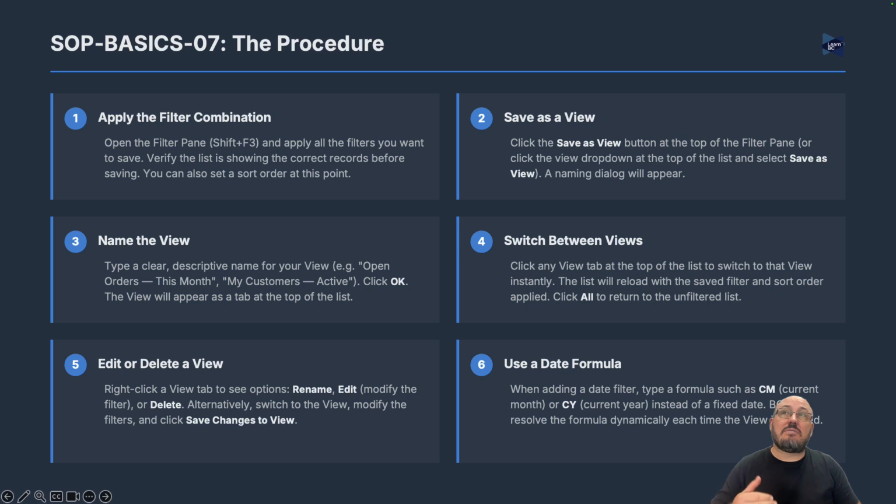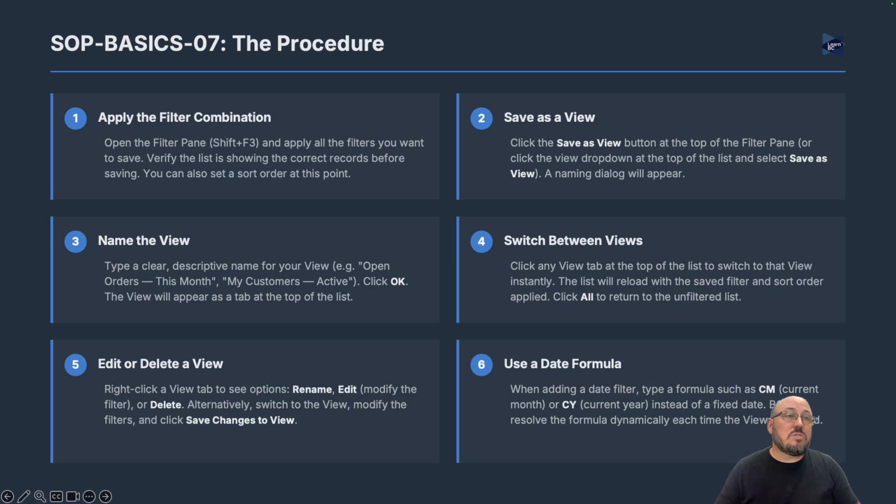So click the Save as View button at the top of the filter pane. It's up the top left, and click the View drop down at the top of the list and select Save as View. A naming dialog will appear. All right, name the view. Give it a good name. You're going to reuse it, so you want to make sure that you know what it means. So give it a good name and hit OK.